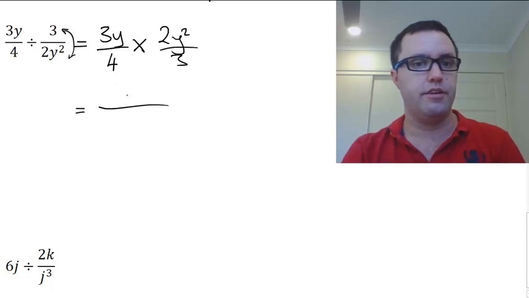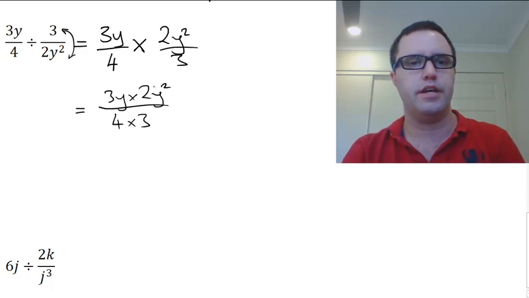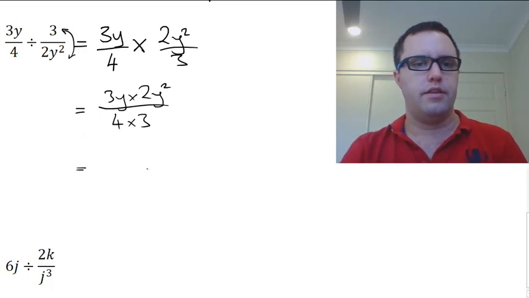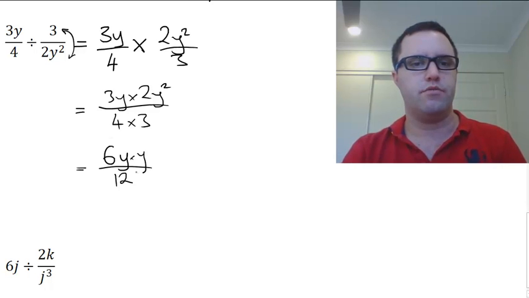So our new denominator will be 4 times 3. Our new numerator is 3y times 2y squared. And 4 times 3 is 12. 3 times 2 is 6. And we have y times y squared. Well, what can we do with that?